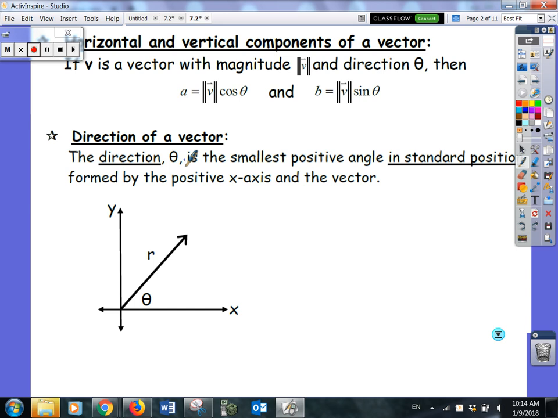So if you're going to use these formulas to find a, which is the horizontal, and b, which is the vertical component, we take the magnitude and multiply that by the cosine of theta, which is the direction. Now, you can also use right triangle trig. You'll see in a minute when we draw the vectors, you can make a right triangle and use your SOHCAHTOA.